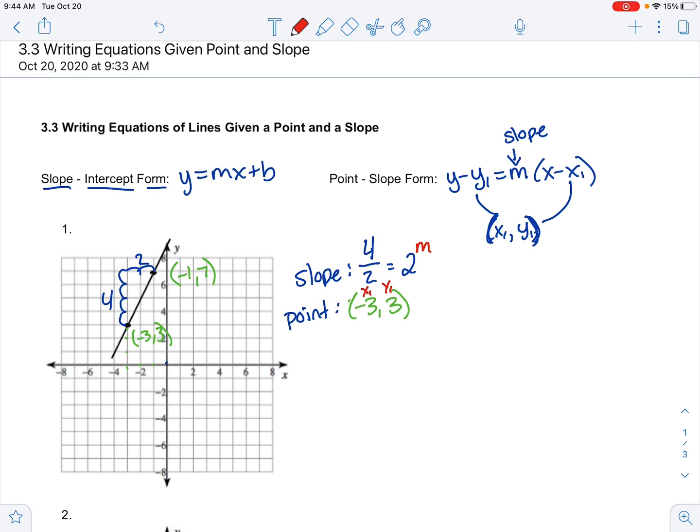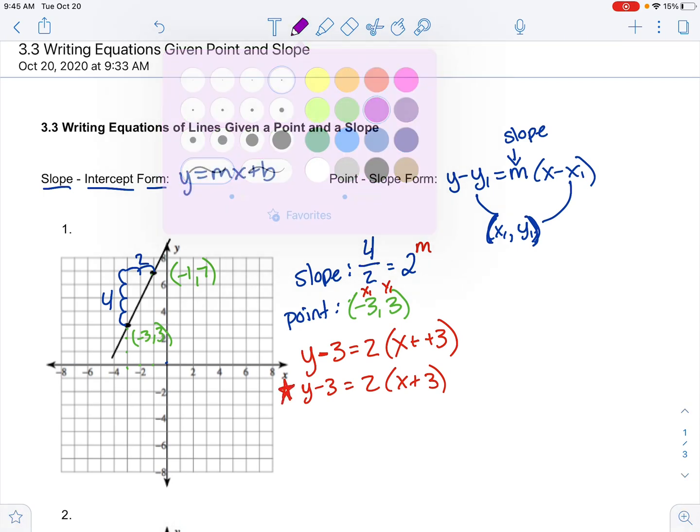So I'm going to plug it into point-slope form. So we have y minus, my y1 is 3, equals m is 2, times x minus my x1. Minus minus, we can bam bam. So we have y minus 3 equals 2 times x plus 3. If we were asked to leave it in point-slope form, this would be your answer.